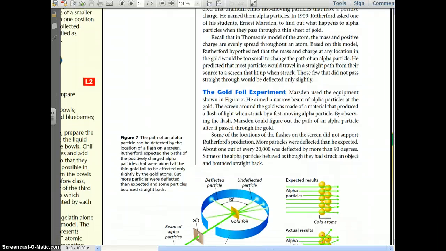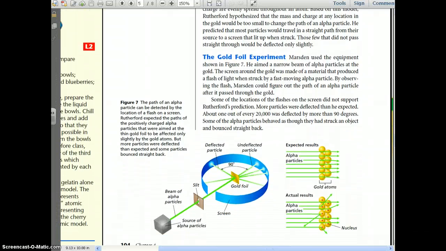The gold foil experiment. Marsden used the equipment shown in figure 7. He aimed a narrow beam of alpha particles at the gold. The screen around the gold was made of a material that produced a flash of light when struck by a fast-moving alpha particle. By observing the flash, Marsden could figure out the path of an alpha particle after it passed through the gold.